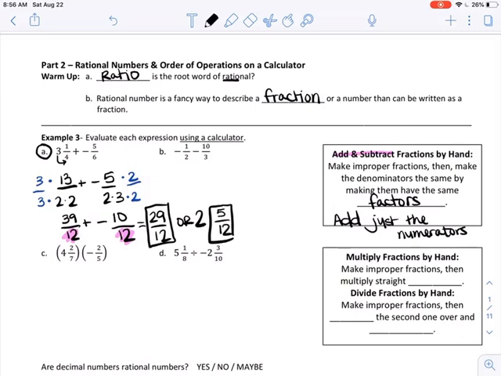Okay, go ahead and try example B on your own and check your answer with me. Pause the video, go ahead. Okay, so when I did B, I got negative 23 sixths. That could also be written as negative 3 and 5/6.